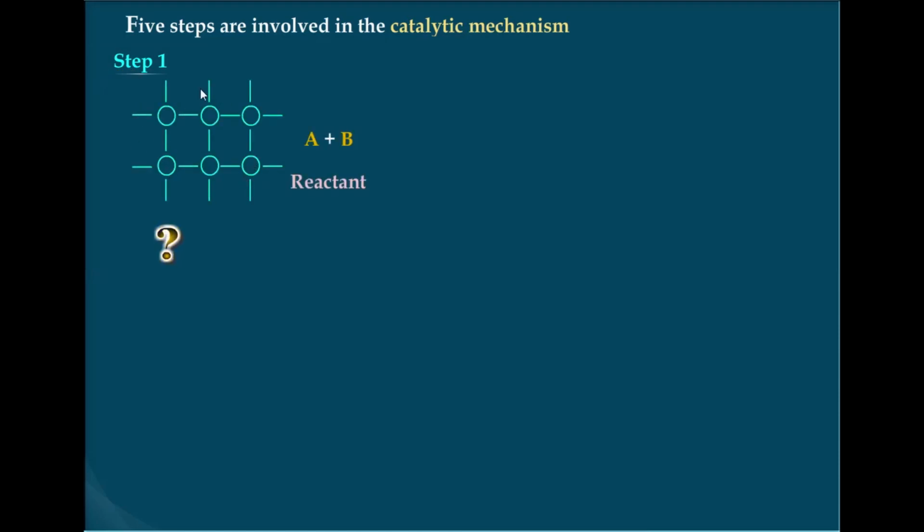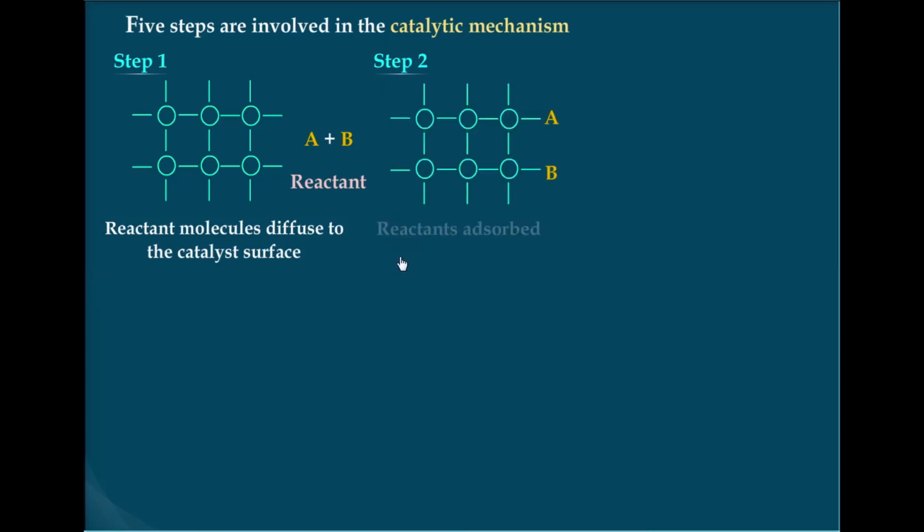Step 1, very easy. We can find here, the one drawn in circles is a catalyst. The reactants are A and B. So here A and B combine to form products, and a catalyst is present. How is this taking place, and what is the adsorption theory, is what we are going to discuss. In this one, you can find reactant molecules. The first step is that reactant molecules diffuse to the catalyst surface.